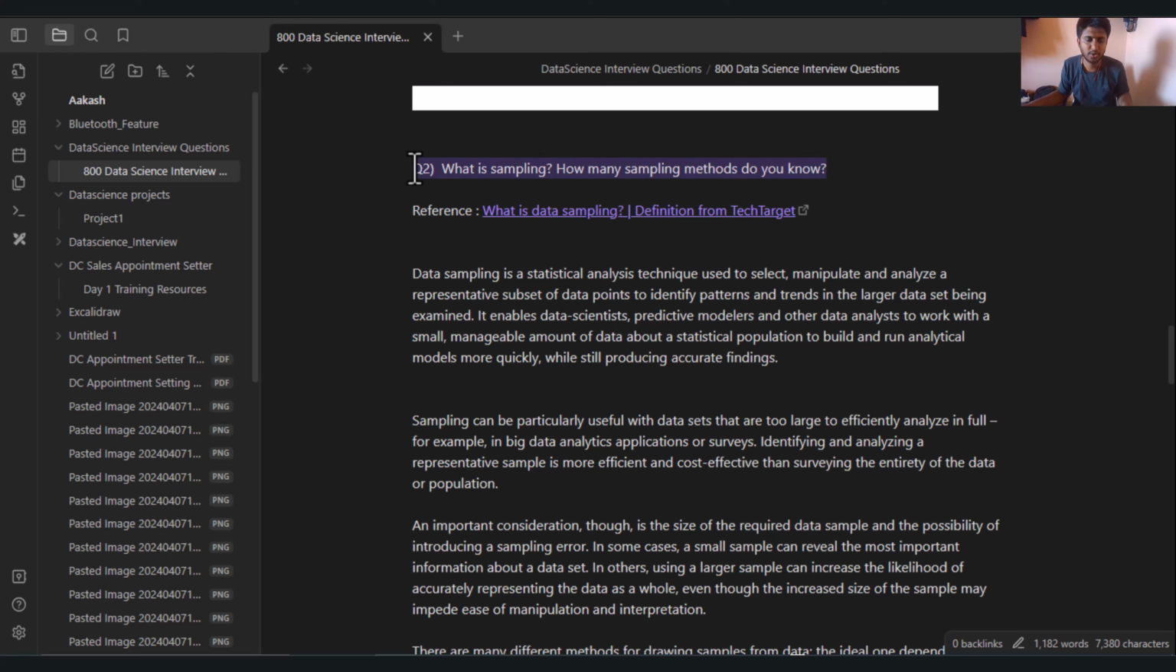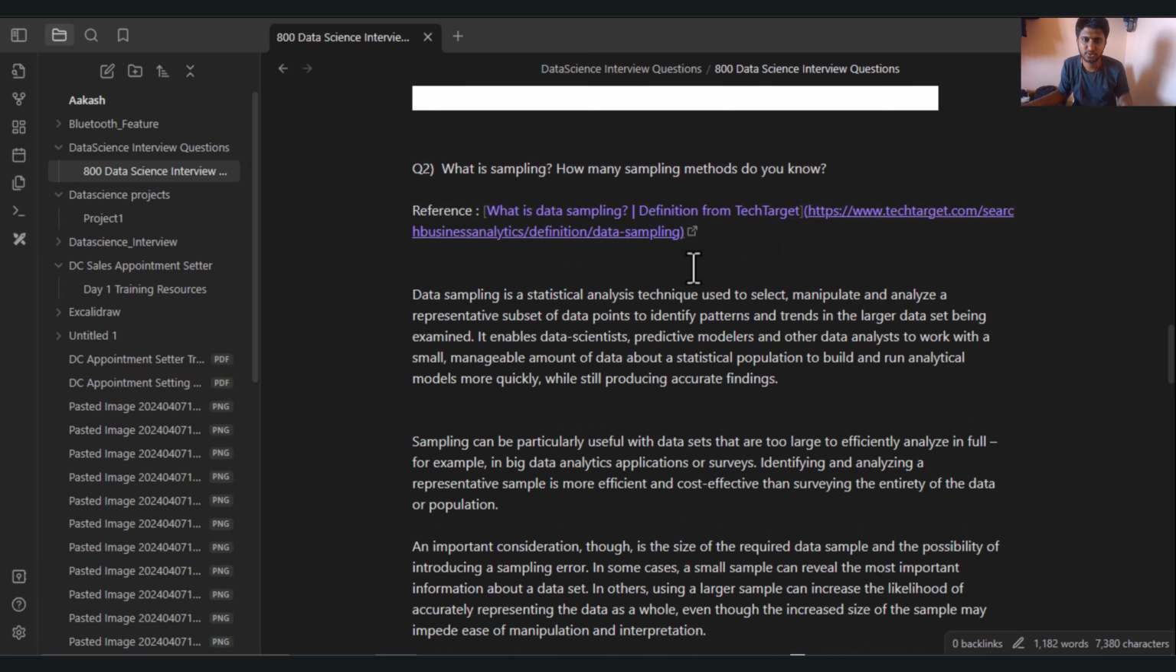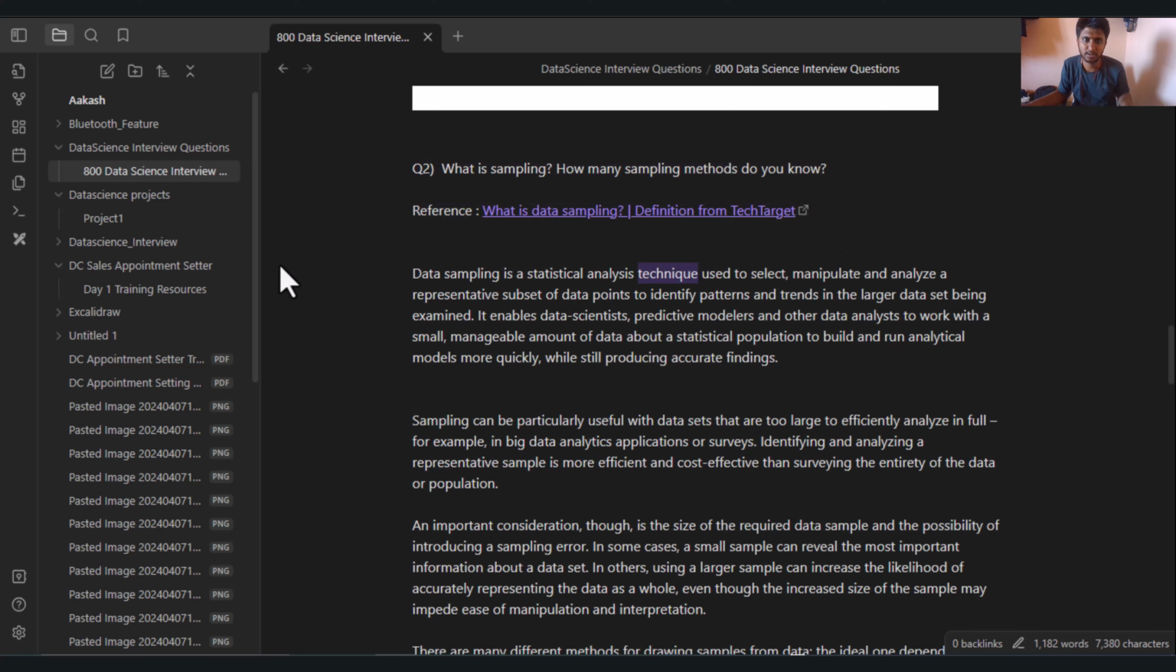Number one is, what is sampling and how many sampling methods do you know? You can go through this particular reference as well if you want. I have created this reference. Let's dive into understanding data sampling.